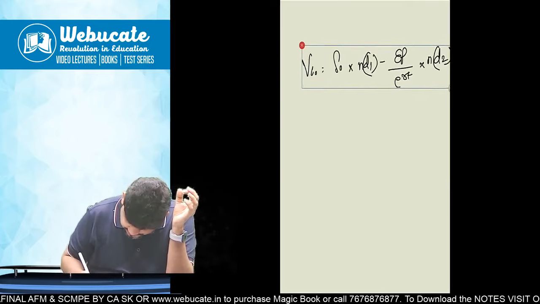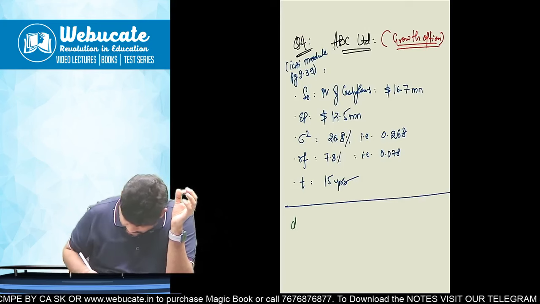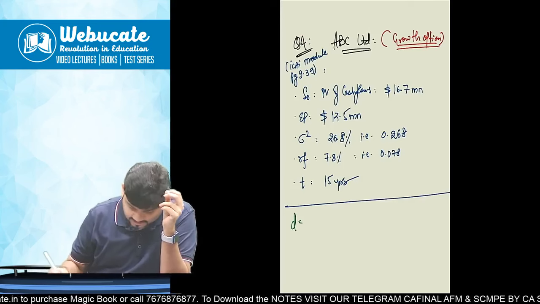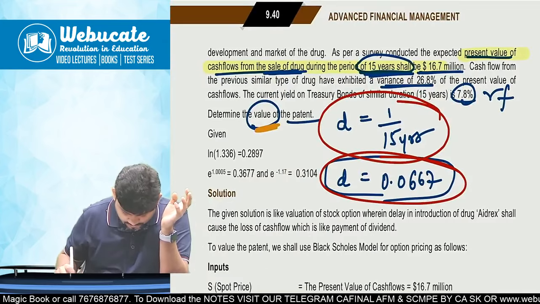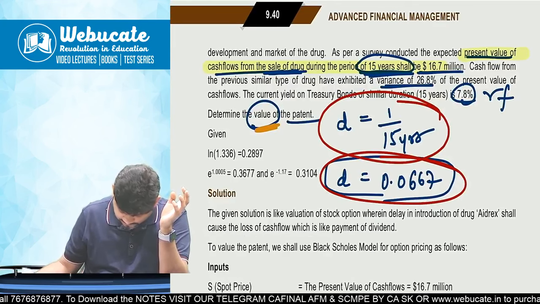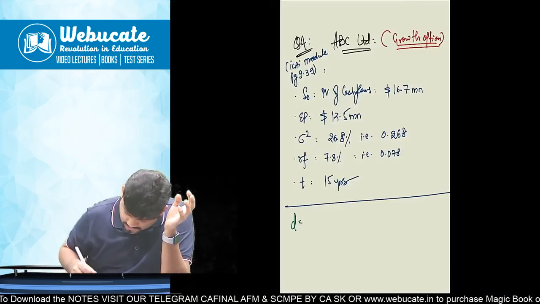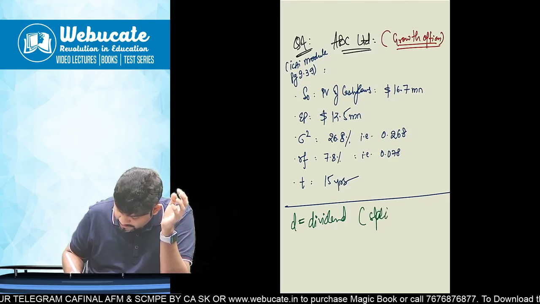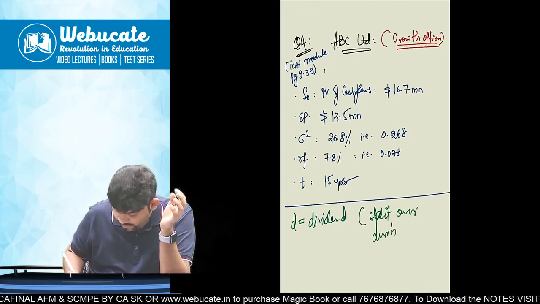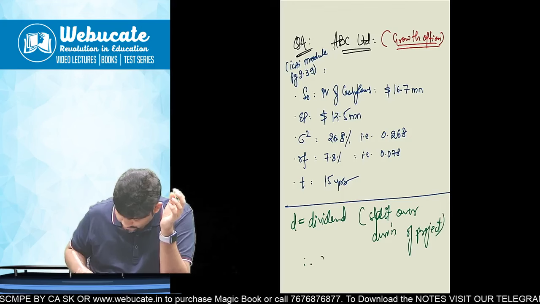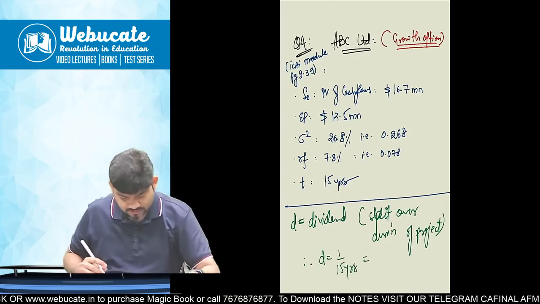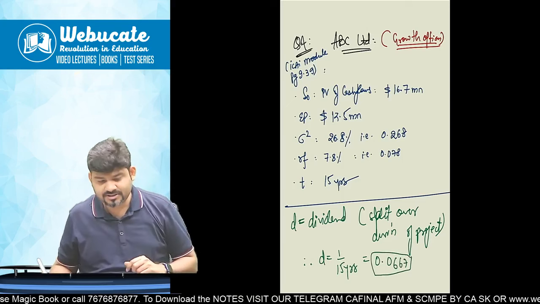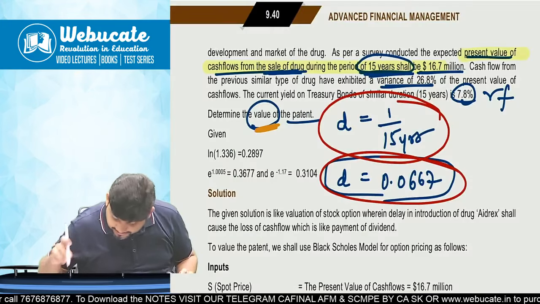So, I'll just copy it to the next page. So, D is equal to, can you one more time tell how 1 by 15 is dividend? Sure. I'll explain that to you as well. So, this is like the dividend split over duration of project. D is equal to 1 by 15 years. 0.0667. See here. Their interpretation is this.